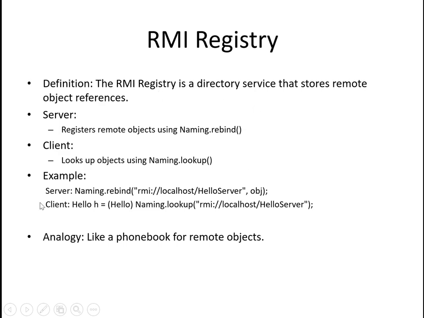Meanwhile, how does the client know the name? With the help of Naming.lookup. Naming.rebind is used to register the object reference under a name, and Naming.lookup is used to find or locate the object which is registered in your registry. So this is the RMI registry.